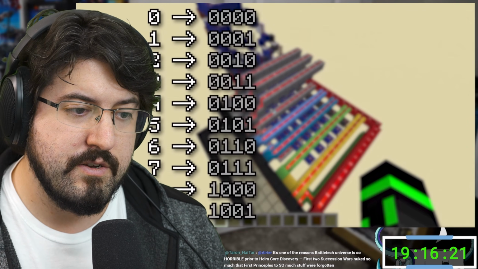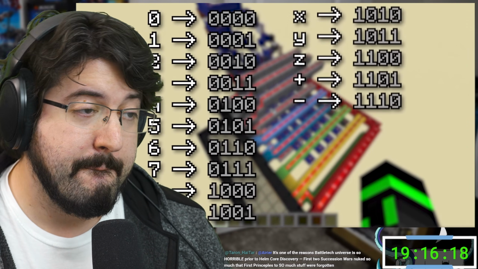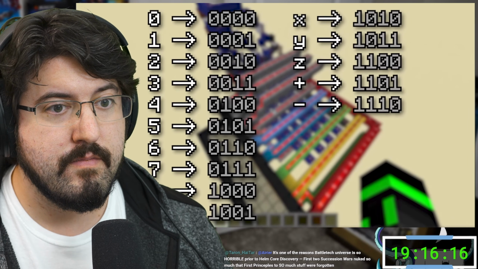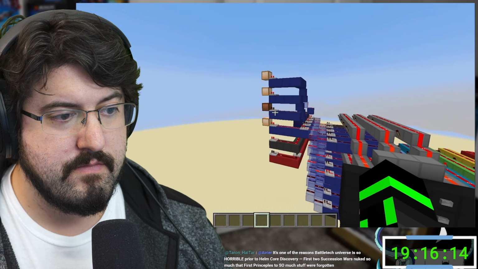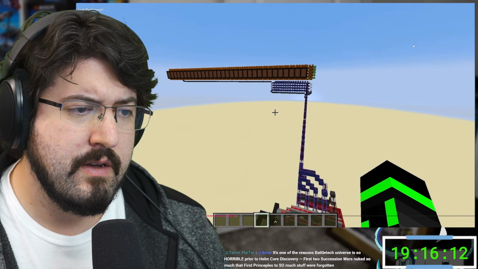I color-coded it too. 0 through 9 converts to just 0 through 9, and the rest of them convert to 10 through 14. Typing in plus, for example, outputs 13. Then I connected this to a character display.